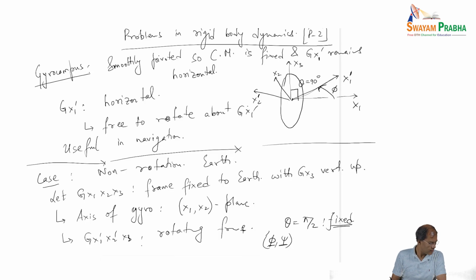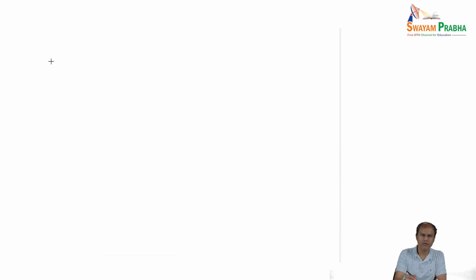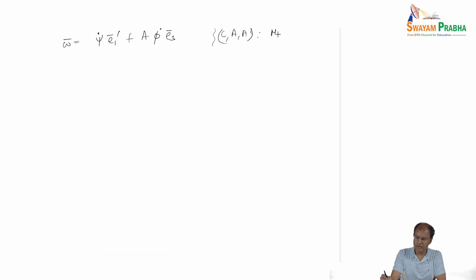So then, if we were to write the angular velocity of this gyroscope, the angular velocity will be psi dot E1 prime plus phi dot E3, right? The only two angles of rotation. So now what we have is that C, A, A, these are my principal moments of inertia. So essentially C is my moment of inertia about the axis Gx1.